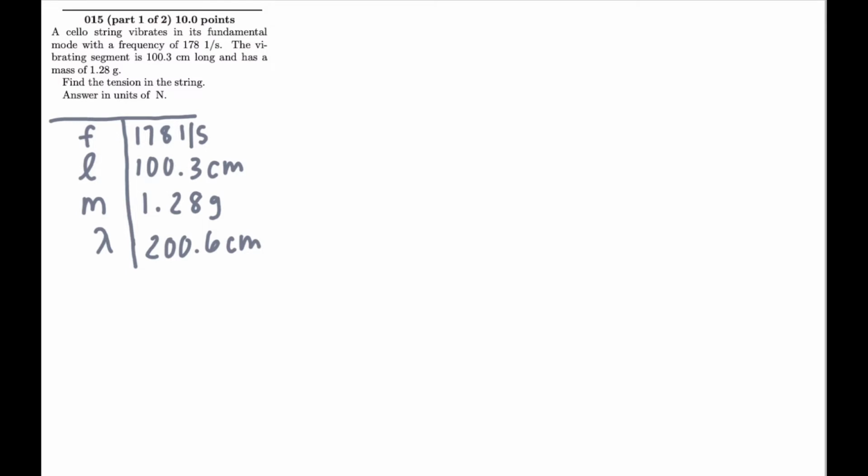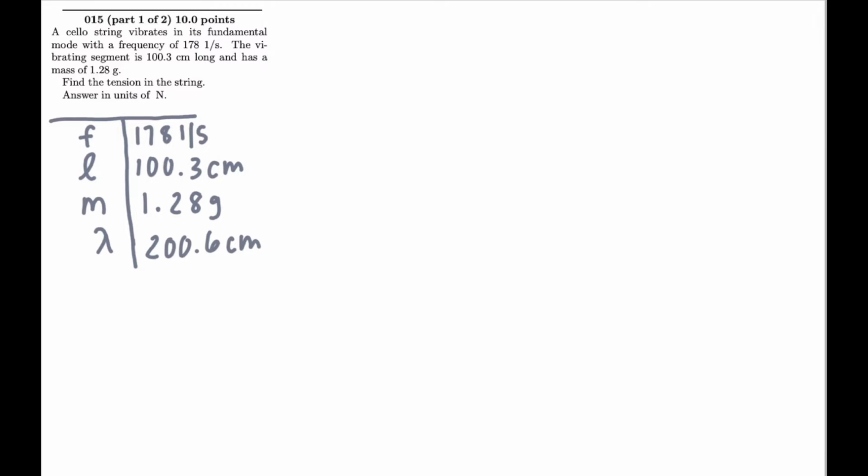So today we are going to be working, or reworking I should say, from Quest Homework number 10. This is problem 15. Okay, so the problem says a cello string vibrates in its fundamental mode with a frequency of 178 1 per second. The vibrating segment is 100.3 centimeters long and has a mass of 1.28 grams. Find the tension in the string, and it wants the answer in units of newtons.